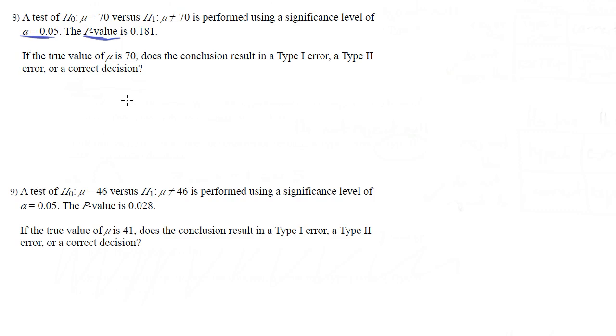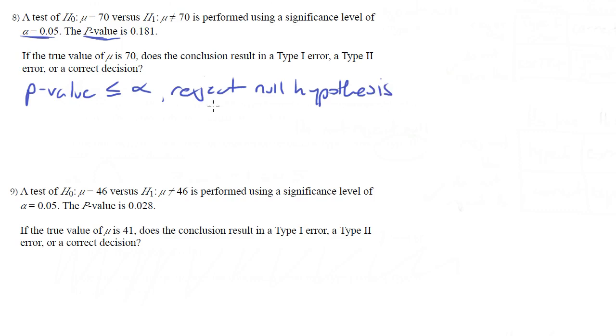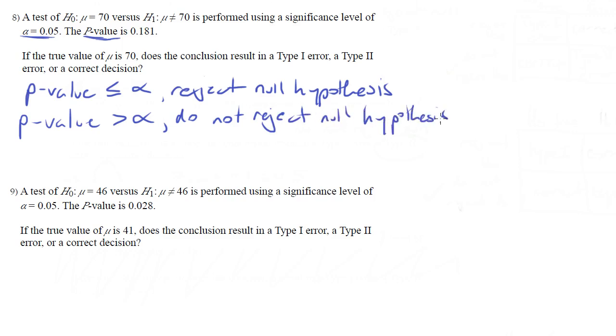So for these problems, if the p-value, or the probability value, is less than or equal to alpha, reject the null hypothesis. I'm only going to write this once. I'm not going to write this again and again, so this is where I write it. If the p-value is greater than alpha, the alpha level, then you do not reject the null hypothesis. That's it.